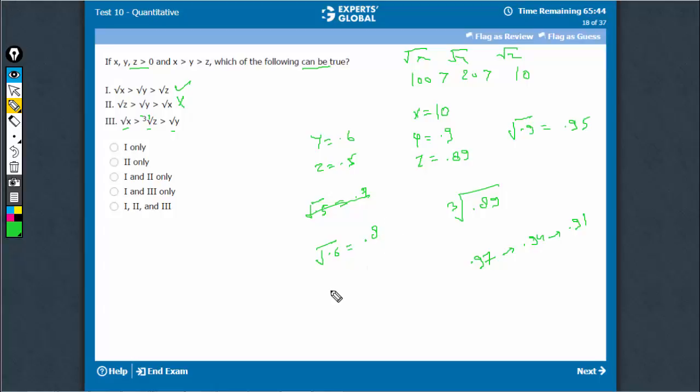But cube root of 0.5, think which is that number which when multiplied by itself 3 times will give you a value like 0.5, or what if this were 0.59? So of course cube root will be a value which would be significantly better than this, bigger than this. So this is also possible. 1 and 3 are possible. So the answer is option D.